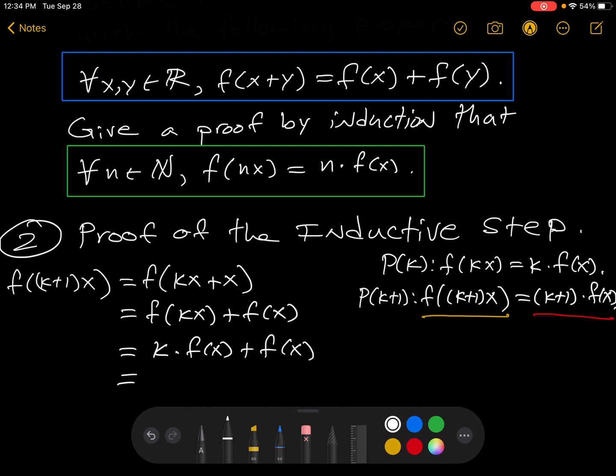All right, now we'll use the distributive property, and we'll factor out the f of x. So now we get to (k plus 1) f of x. And you can see that we have started on the left-hand side here, this part here, and ended with the right-hand side right there. Okay, and so that is the proof of the inductive step.